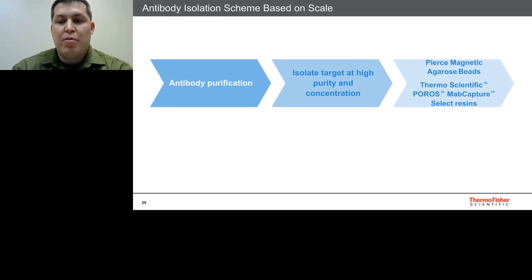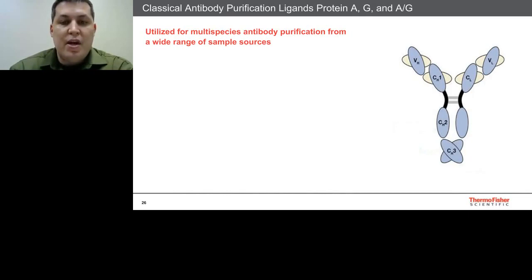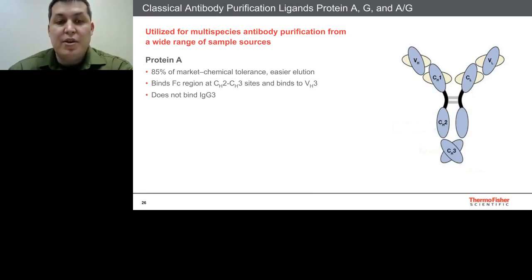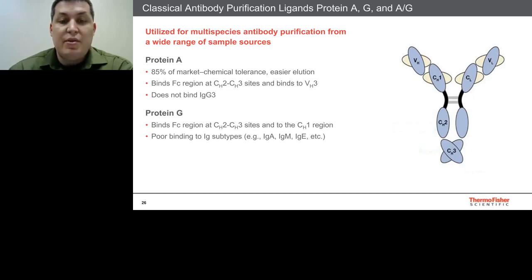First, we'll talk about the multiple affinity ligands used for the purification of antibodies. The classical ligands for antibody purification are either protein A or protein G. Protein A is used in the majority of antibody purifications due to its better chemical tolerance, which is useful when cleaning and reusing the resin, and antibodies that can be eluted under milder conditions. Protein A binds the CH2-CH3 interface, but can also bind the VH3 variable region, allowing it to bind some Fabs. The disadvantage of protein A is that it does not bind IgG3 and it does not bind all Fabs. Protein G, in contrast, binds at the CH2-CH3 interface, but also binds at the CH1, allowing it to bind all Fabs.